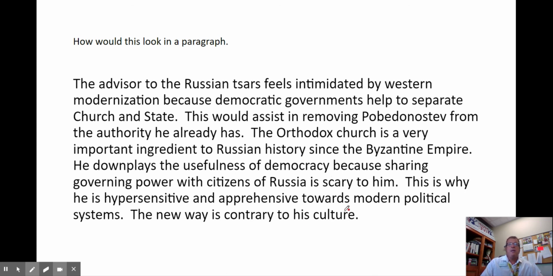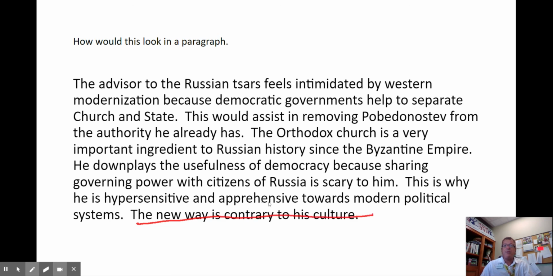The church is a very important ingredient to Russian history since the Byzantine Empire. He downplays the usefulness of democracy because sharing governing power with citizens of Russia is scary to him. This is why he is hypersensitive and apprehensive towards modern political systems. The new way is contrary to his culture. So there's your answer. Any of this would work, but you've got to get that piece in there where it also includes why this fits into the prompt. And that's what this last little bit tries to do.